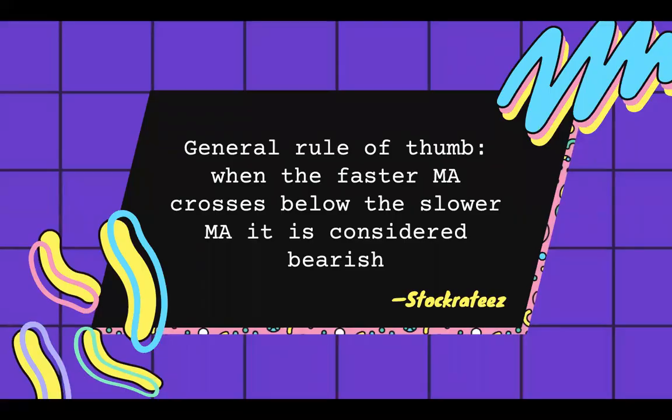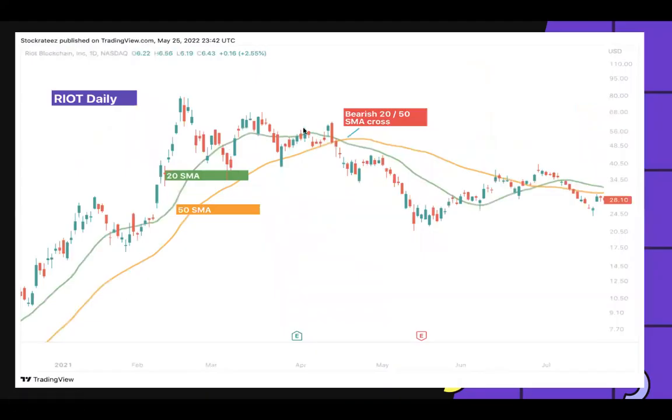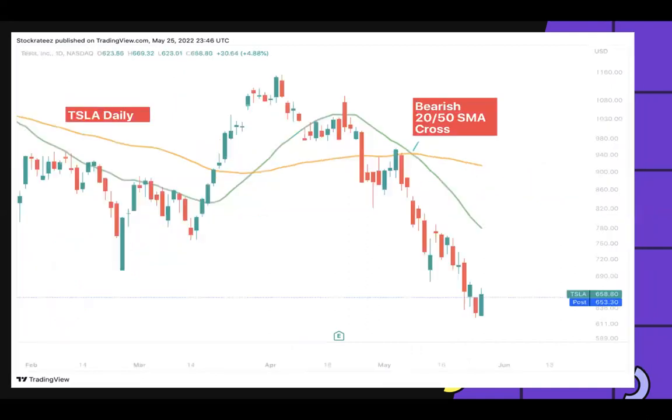And then when the faster moving average crosses below the slower moving average, it is considered bearish. So if we have the 20 crossing below the 50, that is bearish. Now, different stocks are going to respect different moving averages. As a rule of thumb, the 50 and 200 SMA you're pretty safe with. But I'm going to show you the other ones in a second. Here we had a Tesla bearish 20/50 SMA cross. As you can see, that is the point where momentum shifted to the downside.